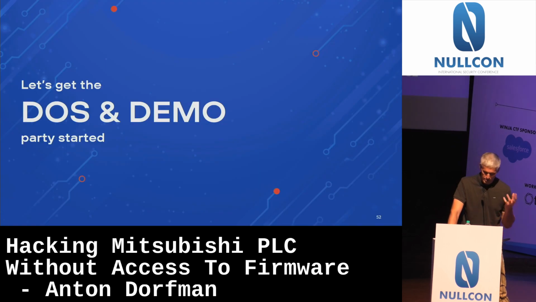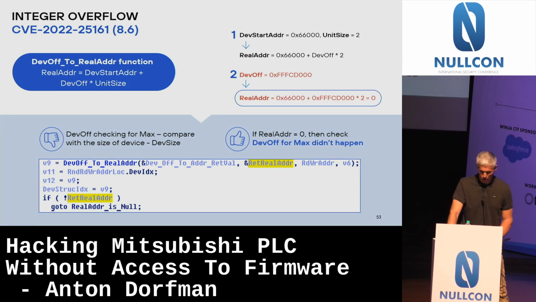So, let's start the last part. It's about 2 bugs and a demo. The first bug is an integer overflow. We have some function, and when we try to write or read from the device, this function has a formula to get the real address from the offset of the device. And on the first point, we just set some device start address and unit size.